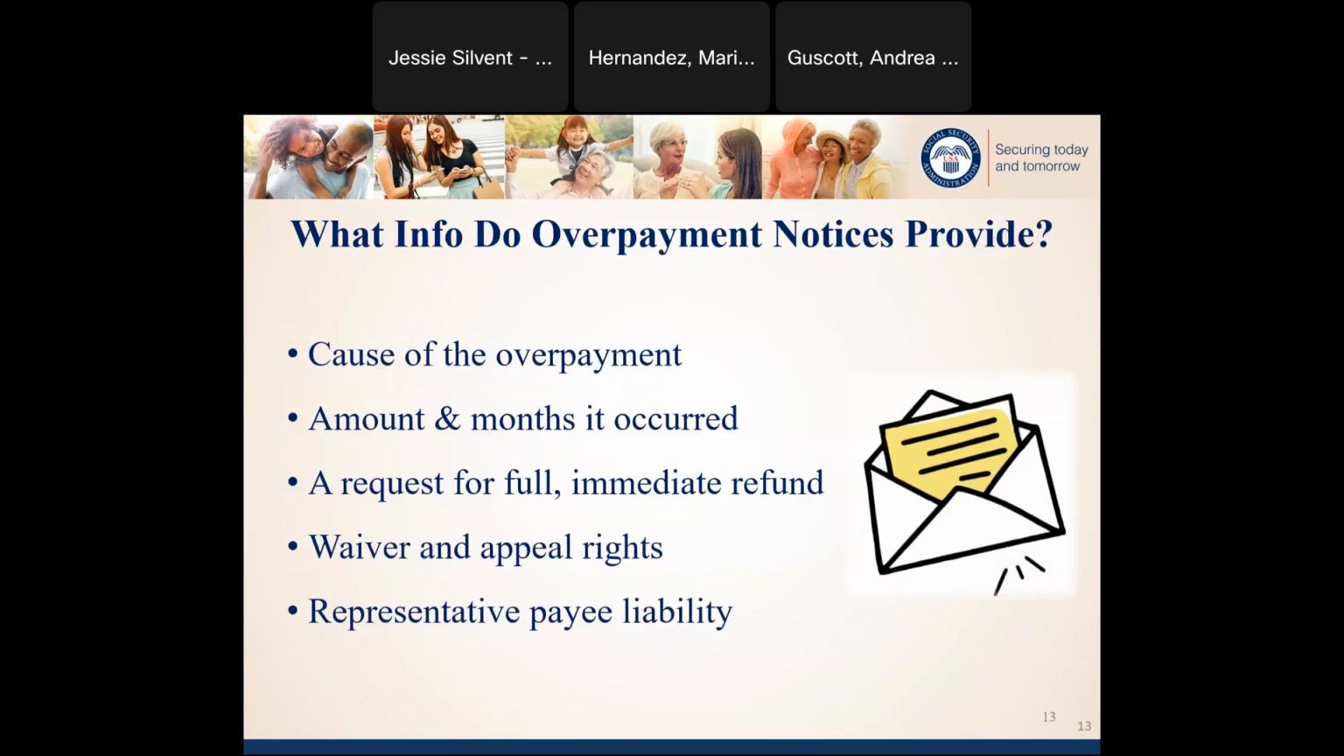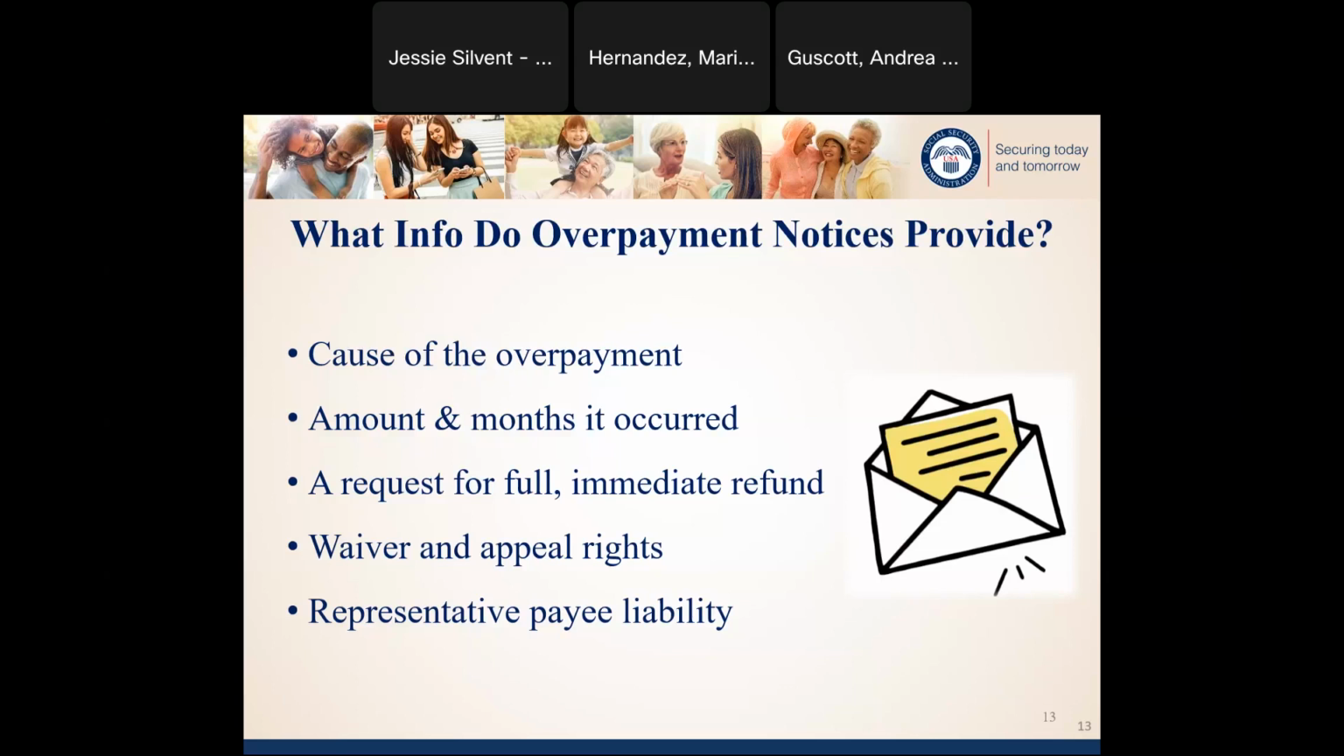Now, when someone receives a notice of overpayment, the letter will contain several pieces of information. First, the cause of the overpayment. So how did SSA come to this decision, and what information and facts were used to determine the person received too much in benefits? Secondly, the amount of the overpayment and the month it occurred. By providing this information, the individual will be able to understand when it occurred and if they are financially able to refund the overpayment.